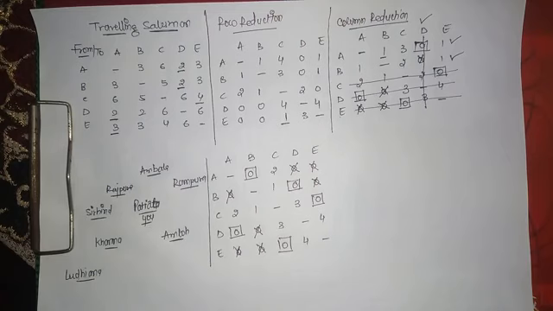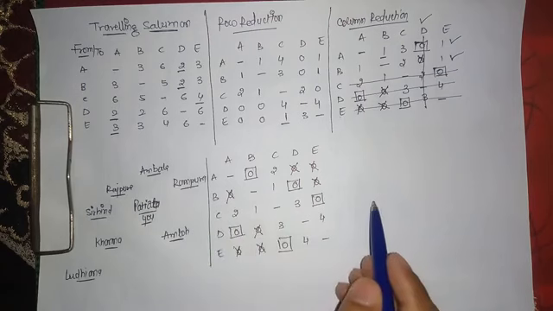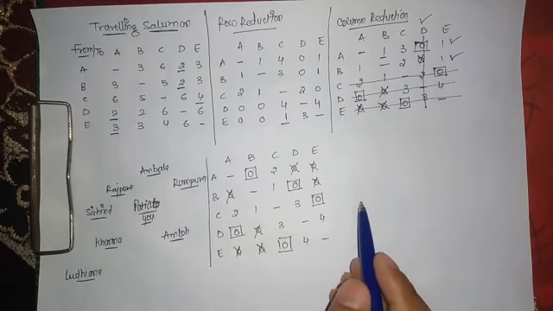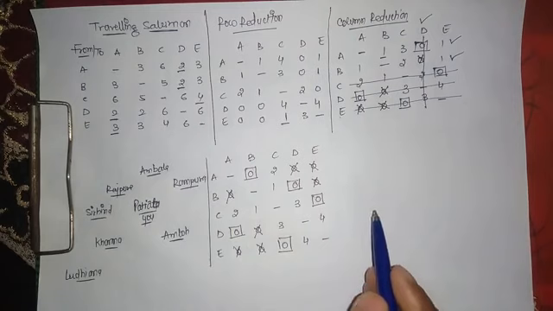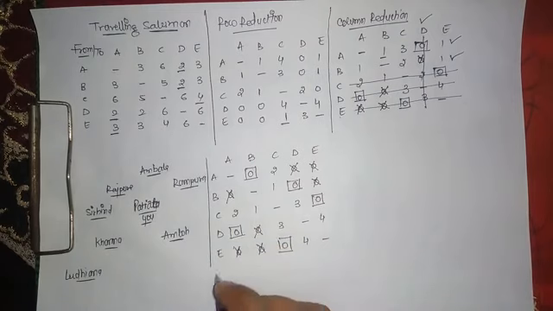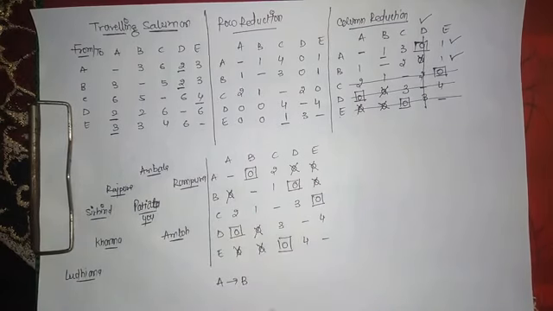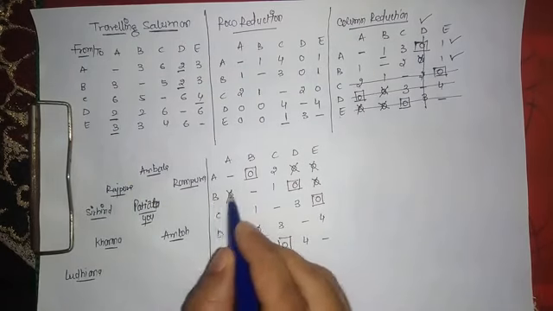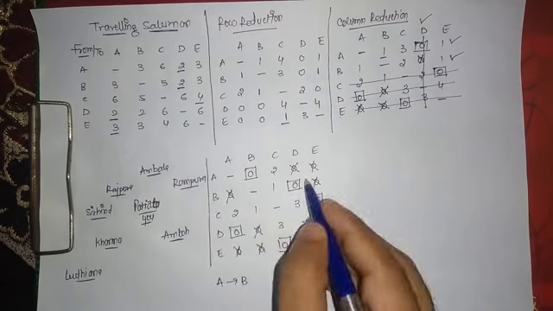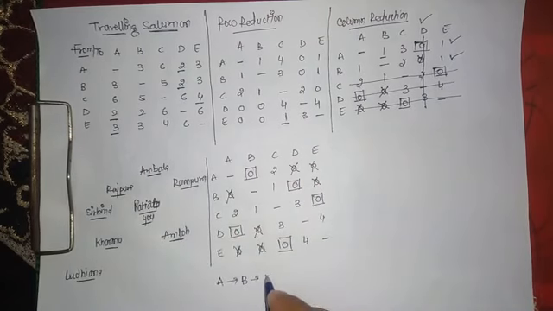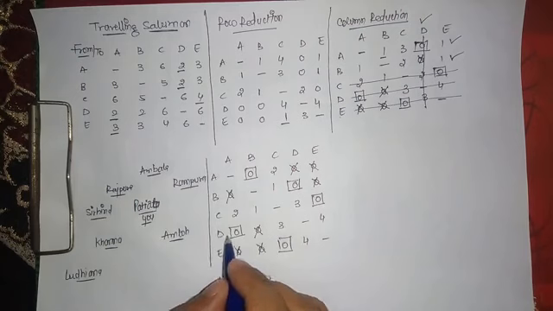Now let's check it. Okay, so let's start from any city. Wherever city you start, you will have to return to that city. So let's start from A. Usually we start our journey from A. We have visited A to B. Now we have reached B. From B we have moved to D. Now we have come to D, and from D we have moved to A.